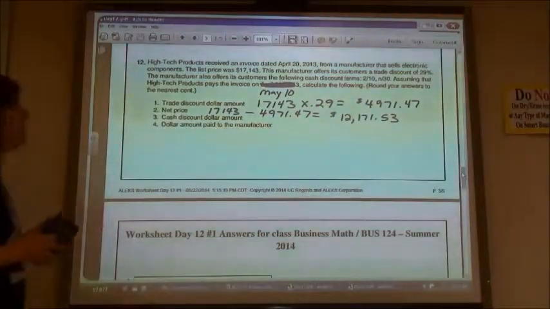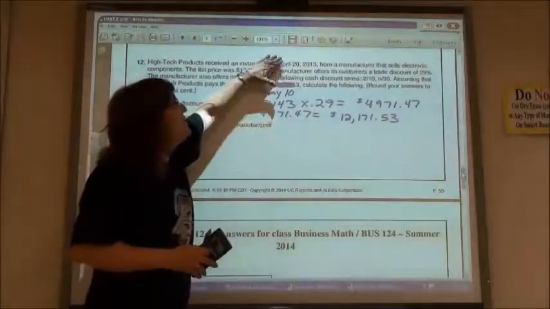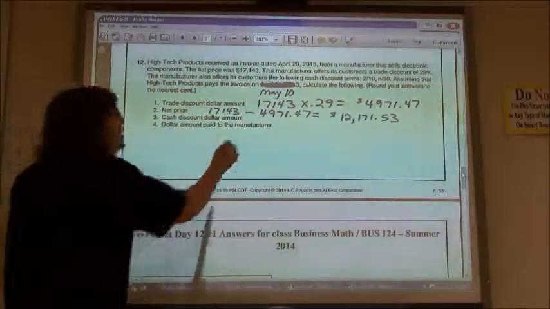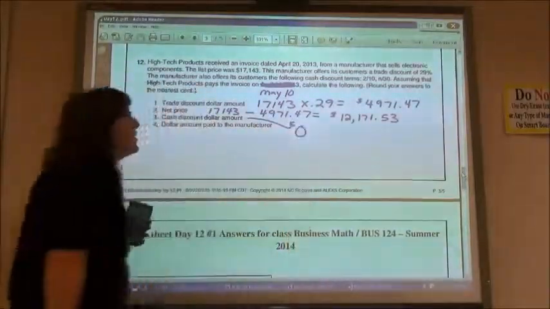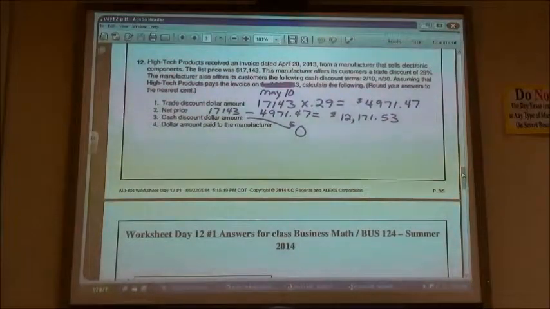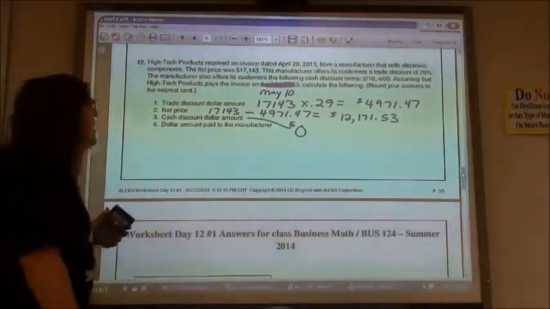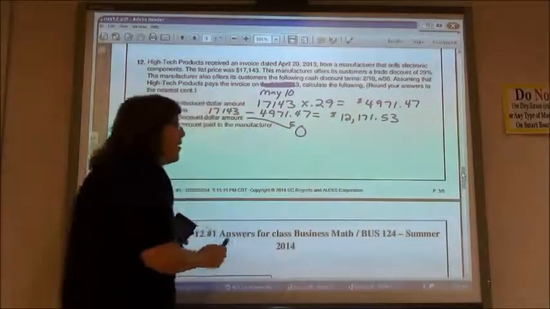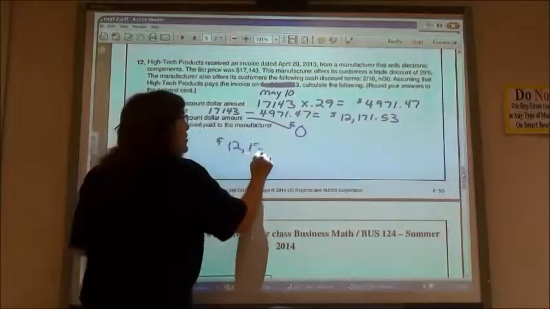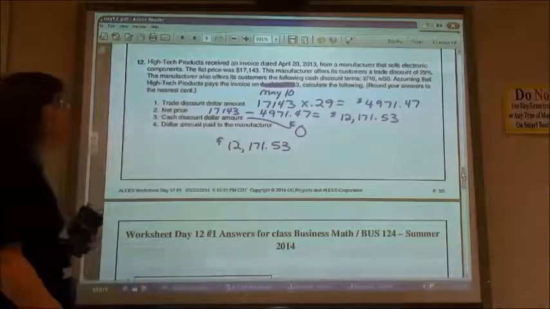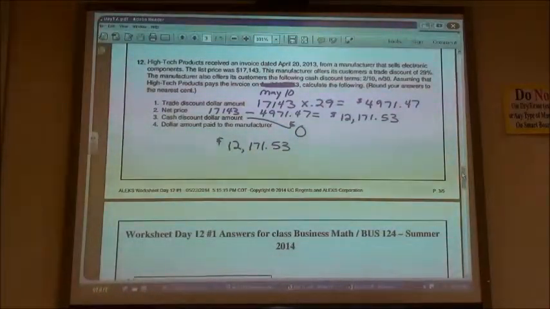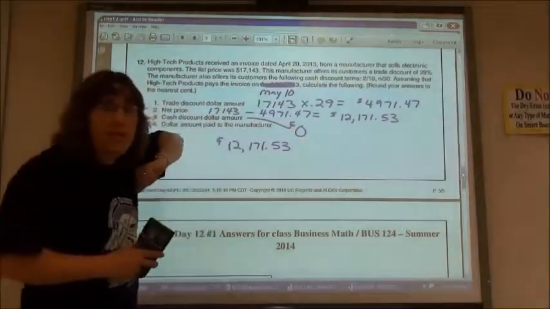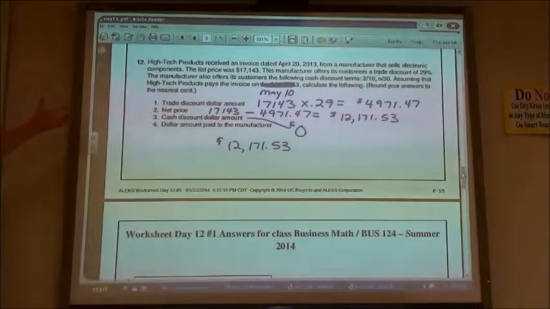So my net price, $12,171.53. Now in this case, since I changed this date, they did not pay it within the 10 days. So since they didn't pay it within the 10 days, their cash discount is going to be nothing. I'm going to have 0 for my discount. That means the dollar amount I'm going to pay to the manufacturer would be this minus 0, so it would be the $12,171.53. So if it's not paid within the 10 days, I have nothing for a discount. I wanted to give you an example of that, so that's why I had to change that date, so you'd have an example where you wouldn't get a cash discount.